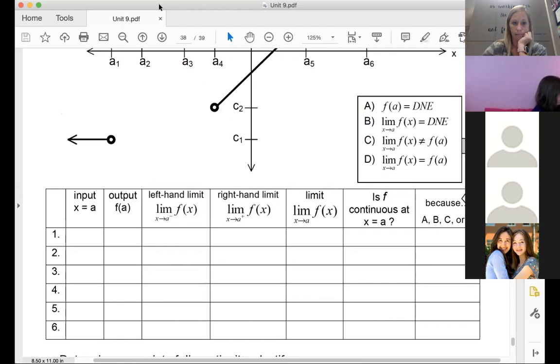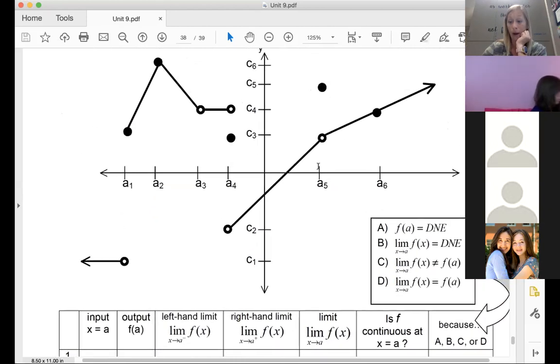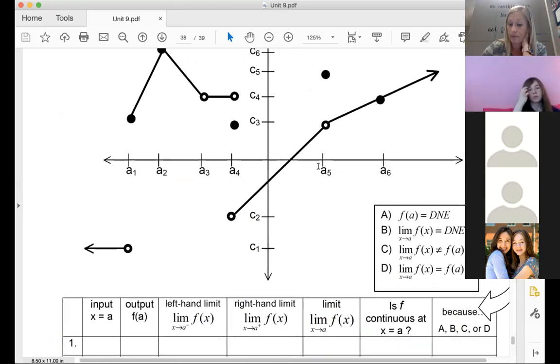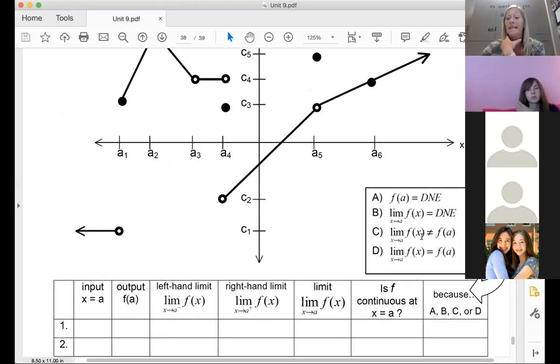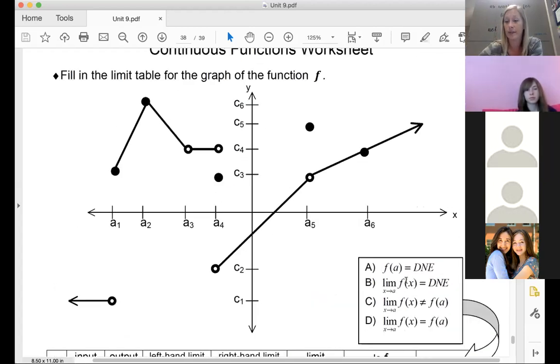when the left hand and right hand limit are the same, so then obviously the normal limit is the same, but the output is different. Is it discontinuous still? Yes. And it's because of reason C. The limit and the function value have to be the same number for it to be continuous. Okay. Other questions on continuity?